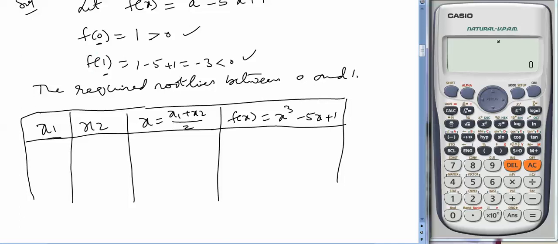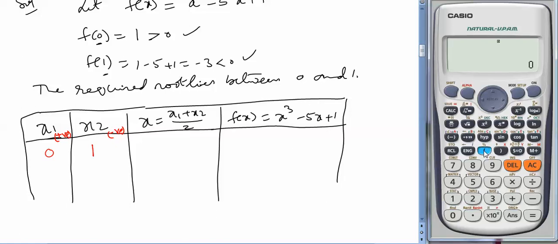So the required root lies between 0 and 1. Write 0 here and 1 here. At 0, our function value is positive. Just write only the symbol. This positive denotes that at 0 the function value is positive. At 1, the function value is negative. f of 1 is negative. Now find the midpoint of these two, nothing but 0 plus 1 by 2. Then I will explain with the calculator.